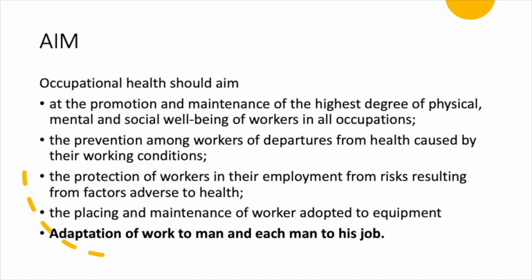The major aims of occupational health are to promote and maintain the health of workers, prevent diseases caused by working conditions, protect workers from hazards present in the workplace, place workers in jobs suited to their abilities, and adapt work to the worker while also adapting the worker to the job. These principles help improve both worker well-being and industrial productivity.